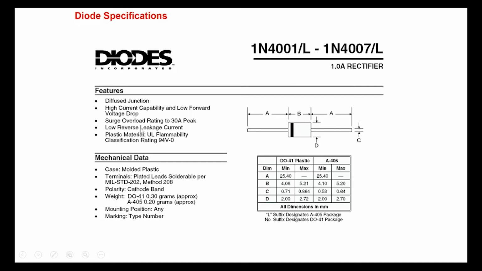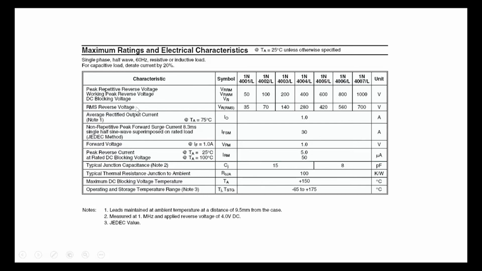And let's look at the characteristics of this particular diode here. One of the things that we see is a surge overload rating of 30 amperes, so there are limits to this particular diode. It shows the peak repetitive reverse voltage. If we choose 1N4001, it can handle only 50 volts. On the other hand, if we choose 1N4007, it can handle 1000 volts. And then the rectified output current that it can handle is typically 1 ampere.